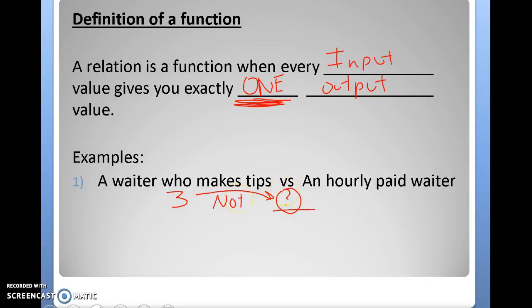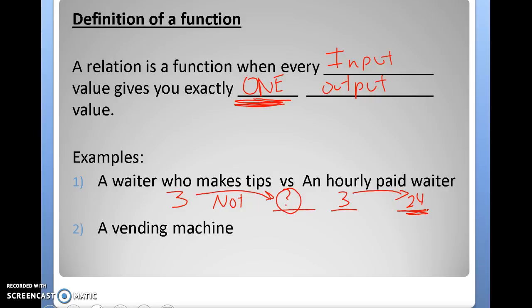Now, if we change the situation and say there's a waiter or waitress that makes $8 an hour, and then we plug in 3, well, if they make $8 an hour, we know they're going to make $24 because 3 times 8 is 24. The rule would be that you multiply the input values times 8 and you get exactly one output value. So that is a function.